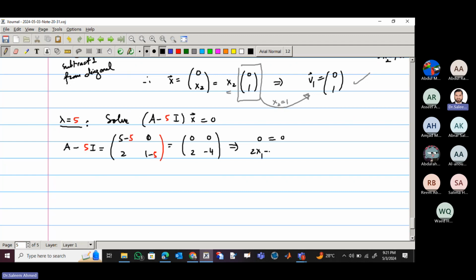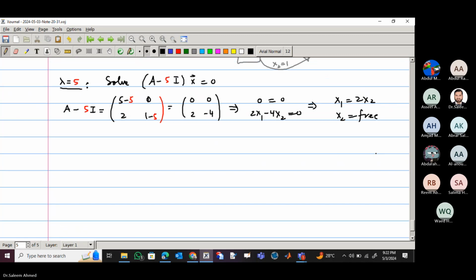Second row gives me 2x1 minus 4x2 equal to 0. So this implies that x1 is equal to 2x2. OK, you can write like that. X1 is 2x2. So now your x becomes x1, x2. X1 is this, x2 is x2. Basically, your vector is x1, x2.